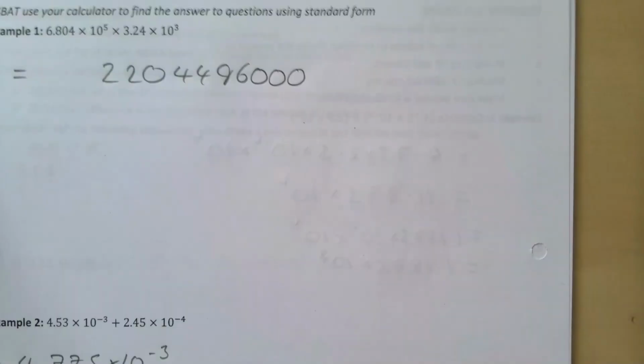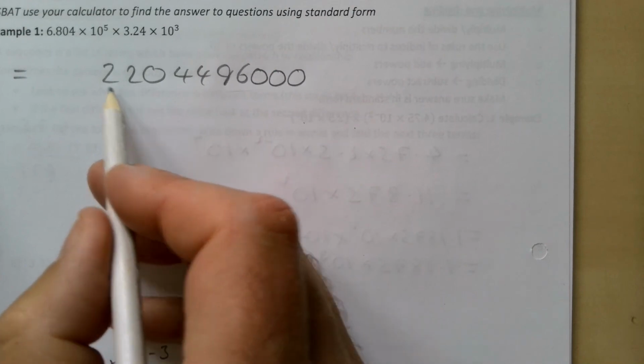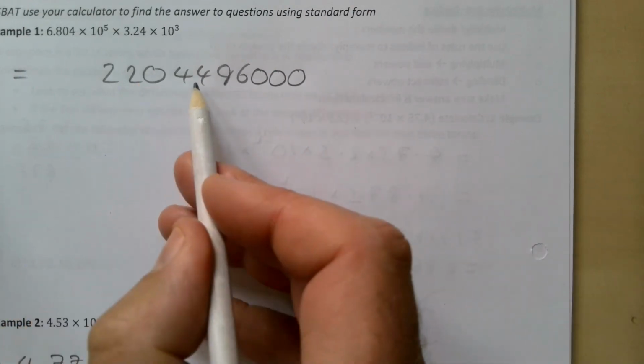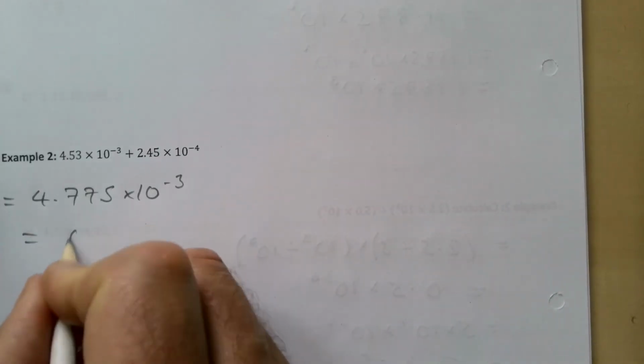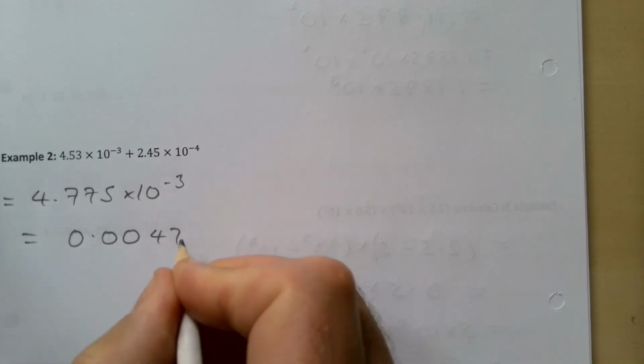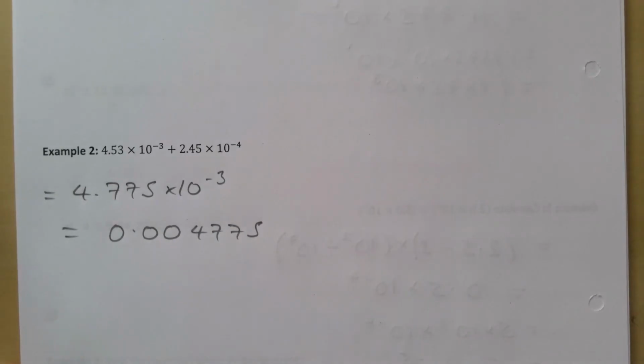I mean, up above we've written it as a normal number. You could change that into standard form. It's going to be 2.204496 times 10 to the power of, what's that, 9 I think. And then this number is a regular number, 0.0012345. And again, either is good, but we know how to change between the two, okay.